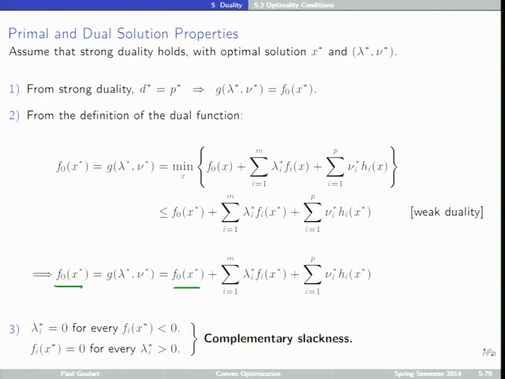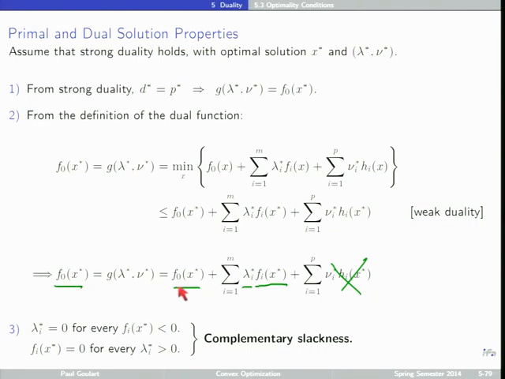Okay, and if I pick x star, that is, if I pick the optimizer for the primal problem, that optimizer has to satisfy the equality constraints. So all the h's have to be 0. So this term is 0. And I also know that it has to satisfy all of the inequality constraints. So I know that all of these f's have to be non-positive. They all have to be less than or equal to 0. And all of these lambdas have to be greater than or equal to 0. Okay, but still, this number and that number have to be the same.